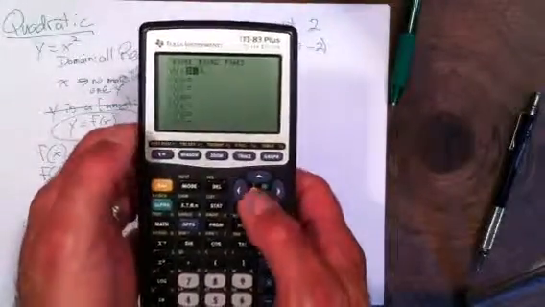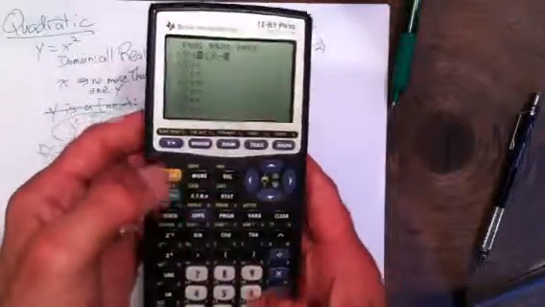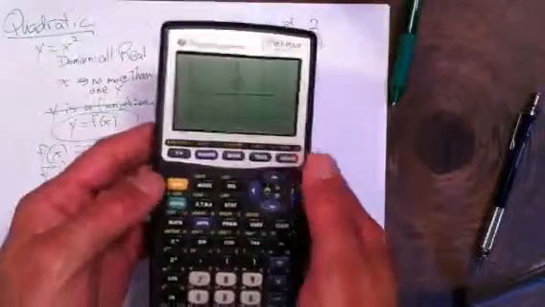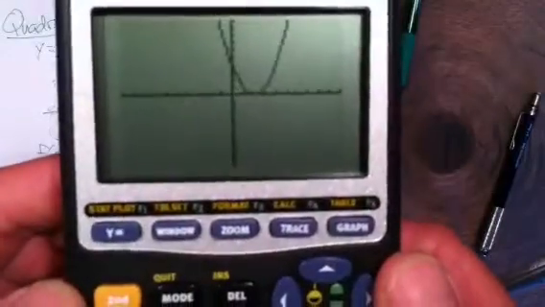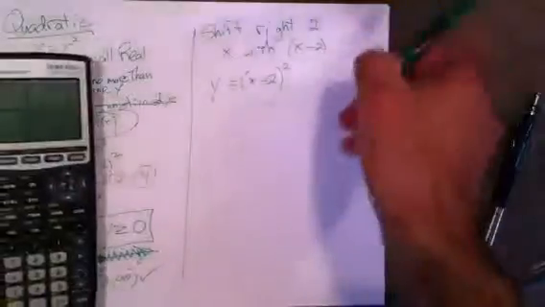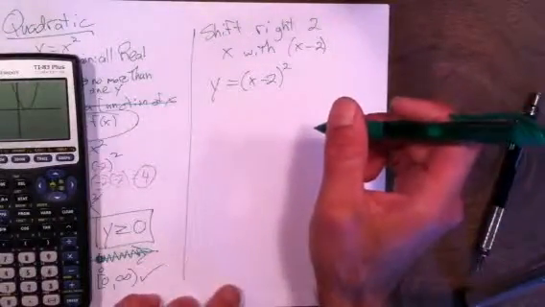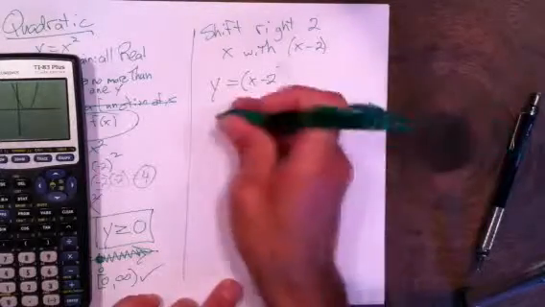Alright, so let's just do a couple more things, and we'll come back to this in a little bit. Parentheses, x minus 2, close it, square it, graph it. Look at that, 2 units over. Pretty cool, huh? Sweet. Alright, another thing I could do to this thing is I could drop it down. Let's drop it down 1 unit.